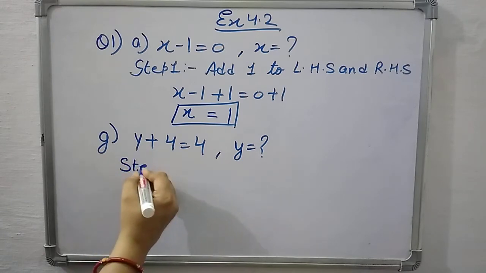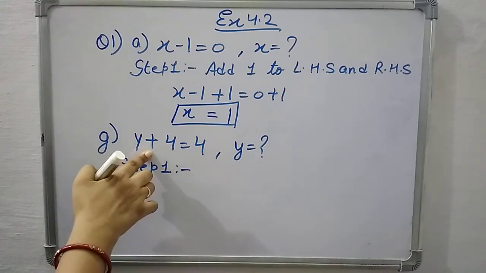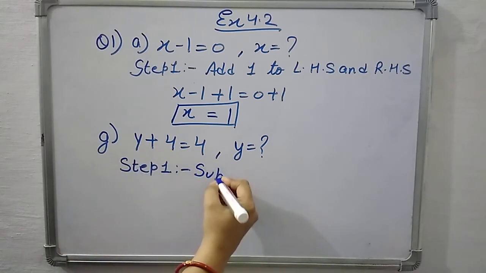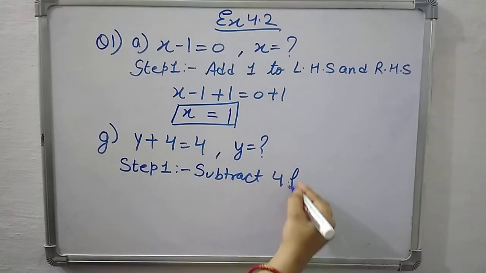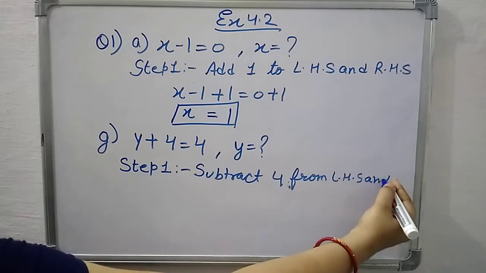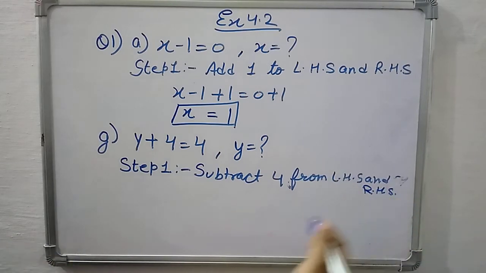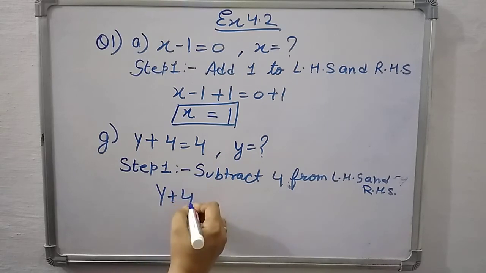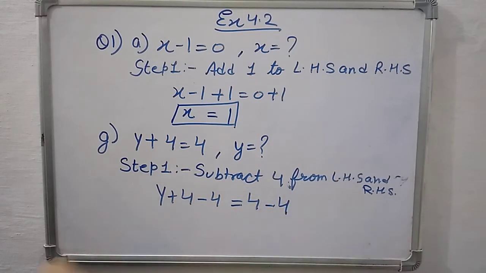So for removing this plus 4 from this equation, what we need to do, this 4 is in addition to y. So we will subtract 4 from LHS and RHS. So equation will be written as y plus 4 minus 4 equal to 4 minus 4.